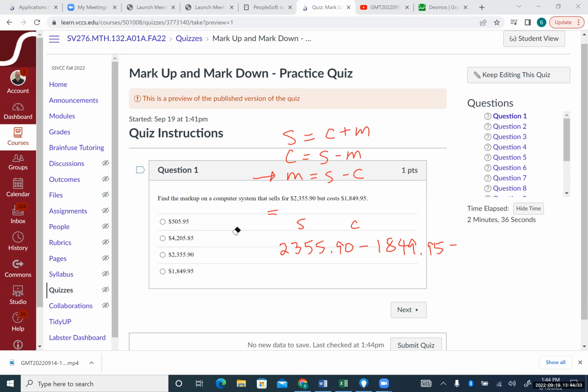I have $505.95. Very good. Thank you for your help. So the markup amount was $505.95. If you're selling this product for $2,355.90 and you paid, as a retailer, $1,849.95, that means you marked it up $505.95.